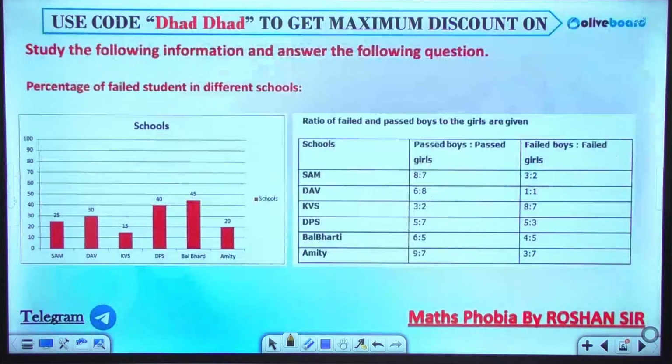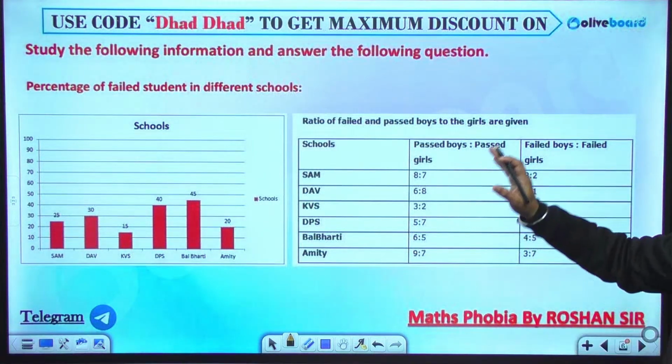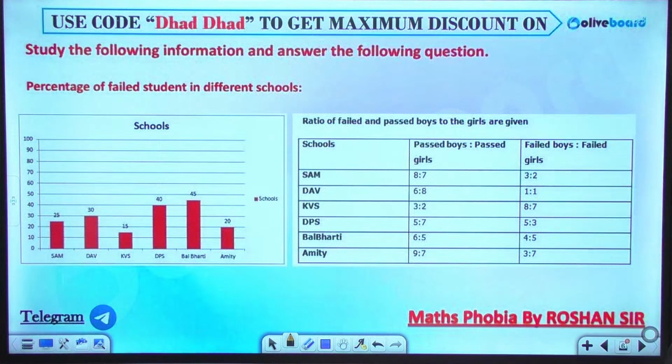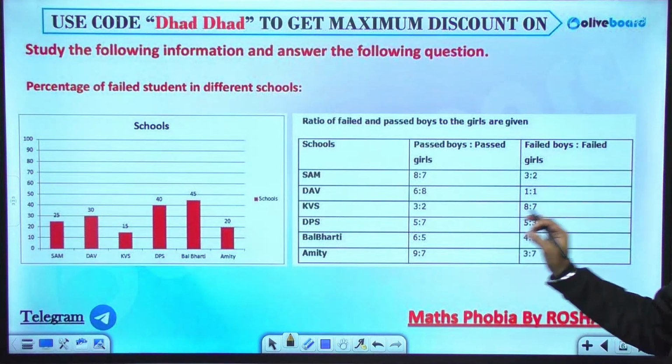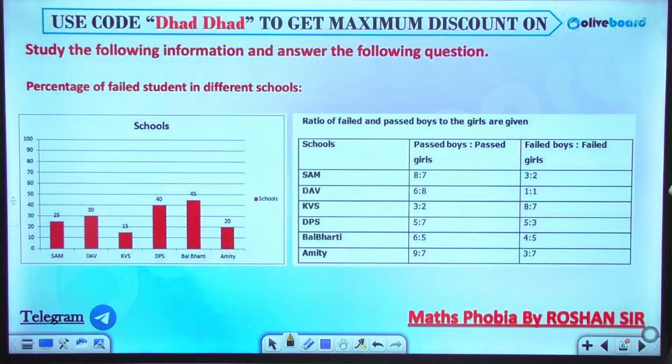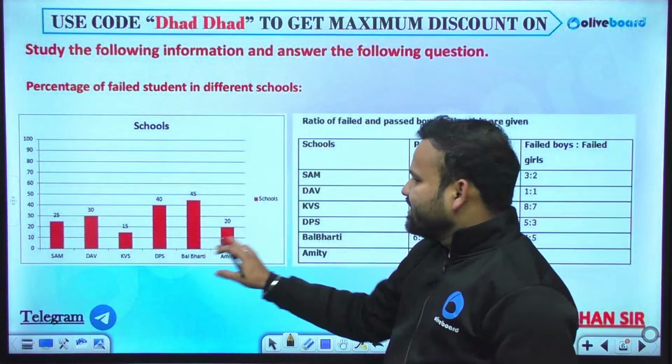So this was a question of quantity oriented. What about this? This is a double DI which is based on bar graph and table form. Study the following information and answer the following question. Percentage of failed student in different schools are given. Okay, so these are the percentage of failed student.